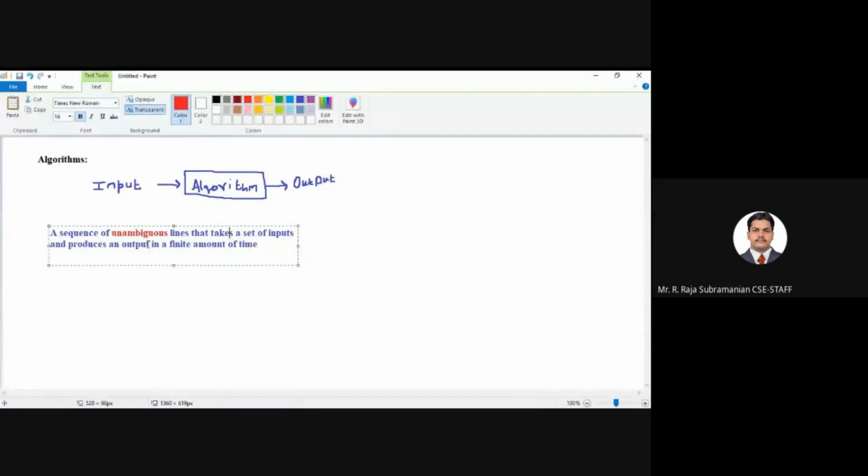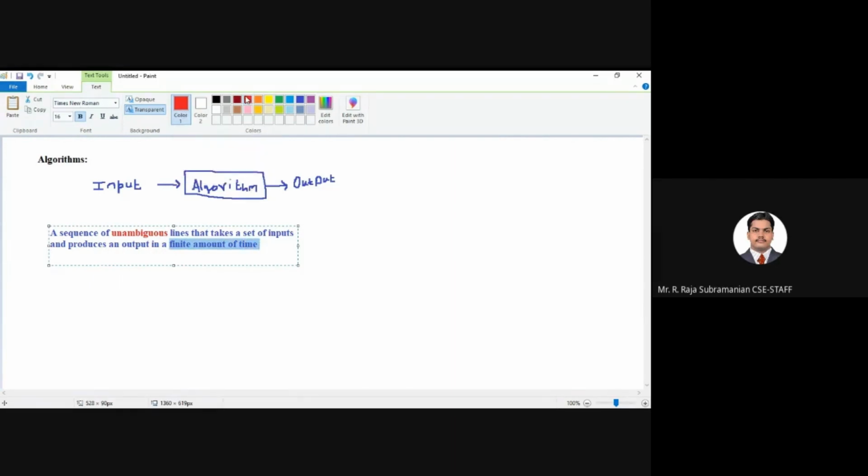A sequence of unambiguous lines that takes a set of inputs and produces an output in a finite amount of time, right? So how is this actually possible in a real-time case? For example, if I have a huge amount of inputs, then what do I have to do? You should give all the input in proper format, and the algorithm should run, and the output should come. Another most important keyword here is finite amount of time.